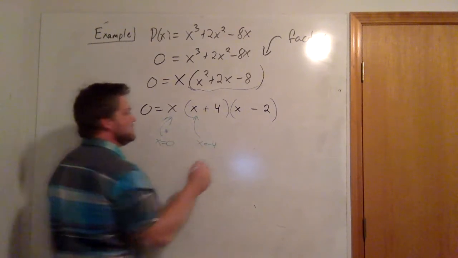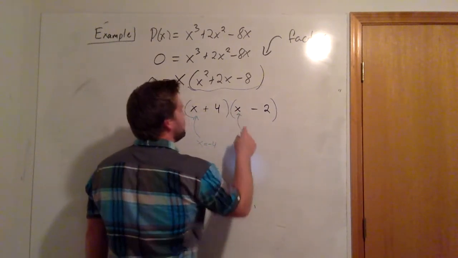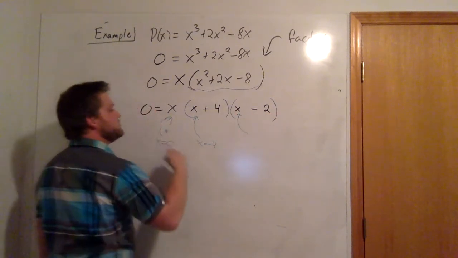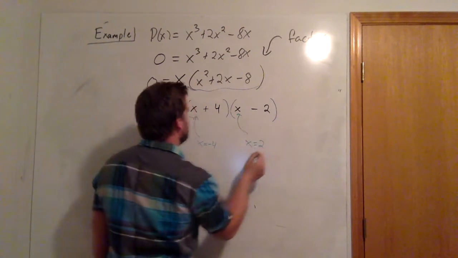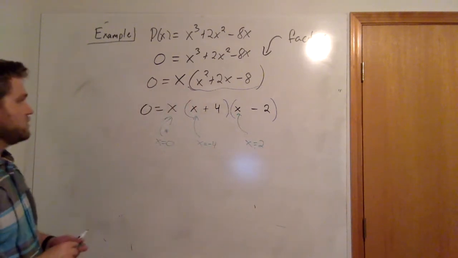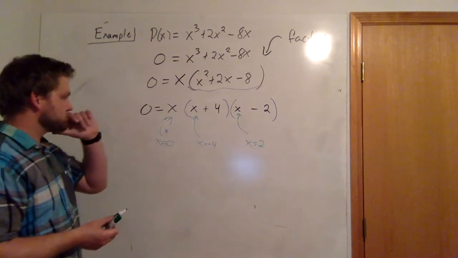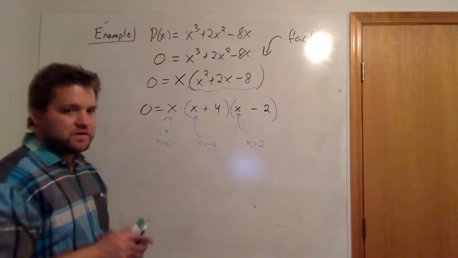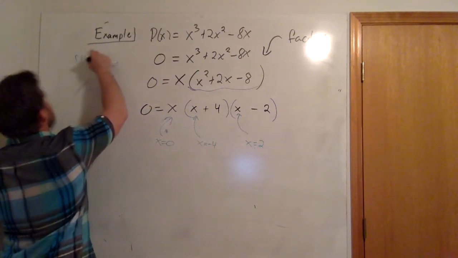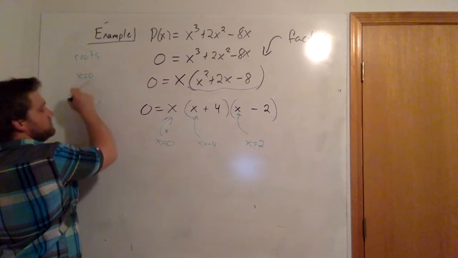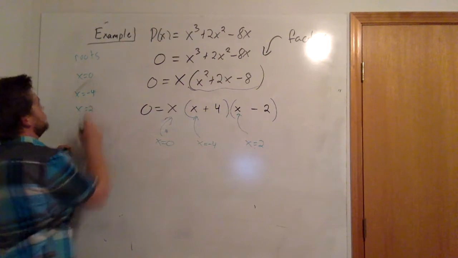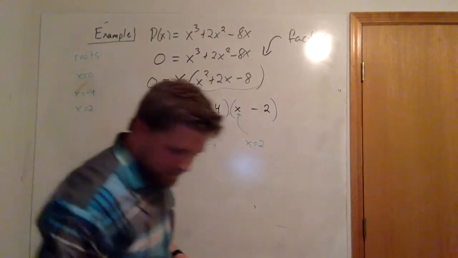And our last zero here. What value will make this zero? Well, if I plug in 2, 2 minus 2 is 0, that'll zero everything out. So x equals 2. So these are the x-intercepts. These are the roots of the quadratic, or the roots of the polynomial. So now let's sketch this. We have our roots: x equals 0, x equals -4, and x equals 2.